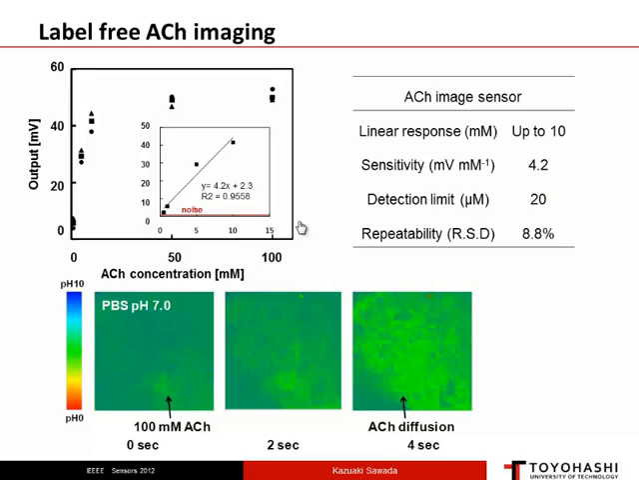This value is not enough to catch a neurotransmitter, because from our neural network, neural cells, about 10 or several micromolars of acetylcholine are emitted. So this value is not enough, but we try to catch acetylcholine by using the ion image sensors.